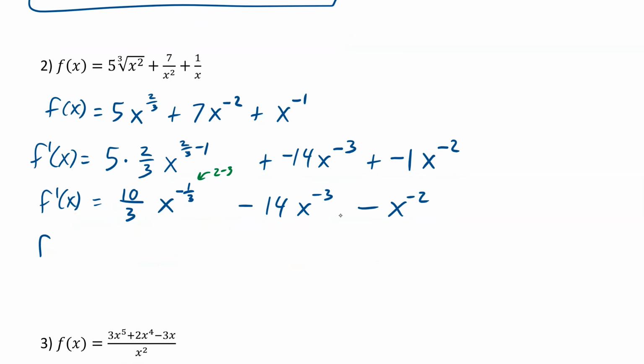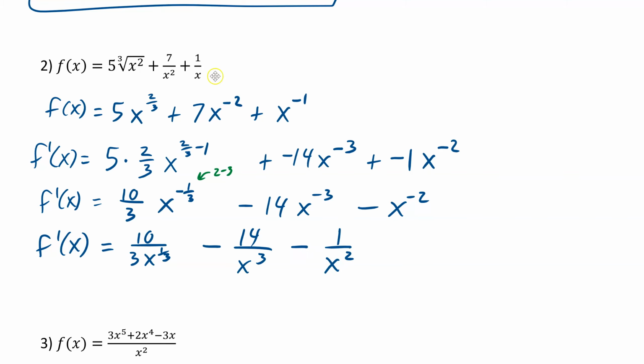And then now we need to make sure that we rewrite all of these. So f prime of x is equal to 10 over 3 x to the 1/3 minus 14 over x to the 3 minus 1 over x squared. So the form you start with is the form you want at the end. So we really should change this to a root 3.